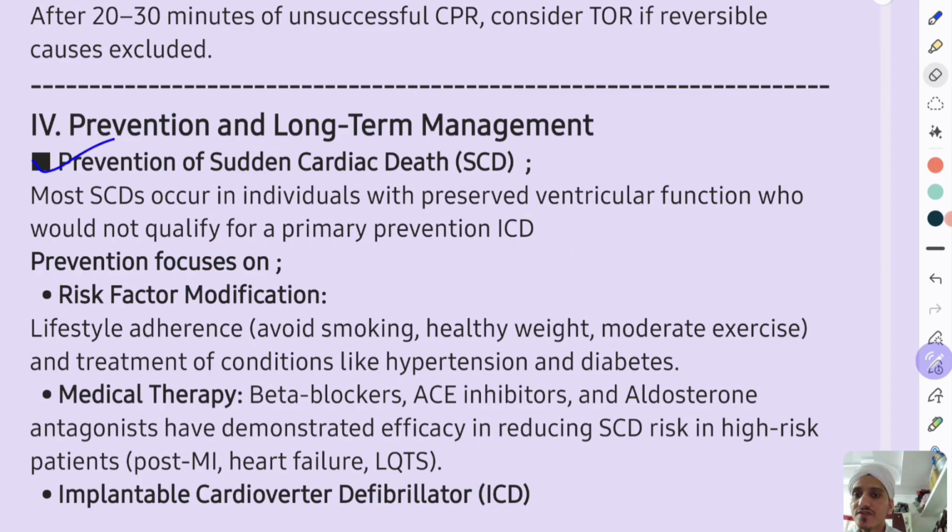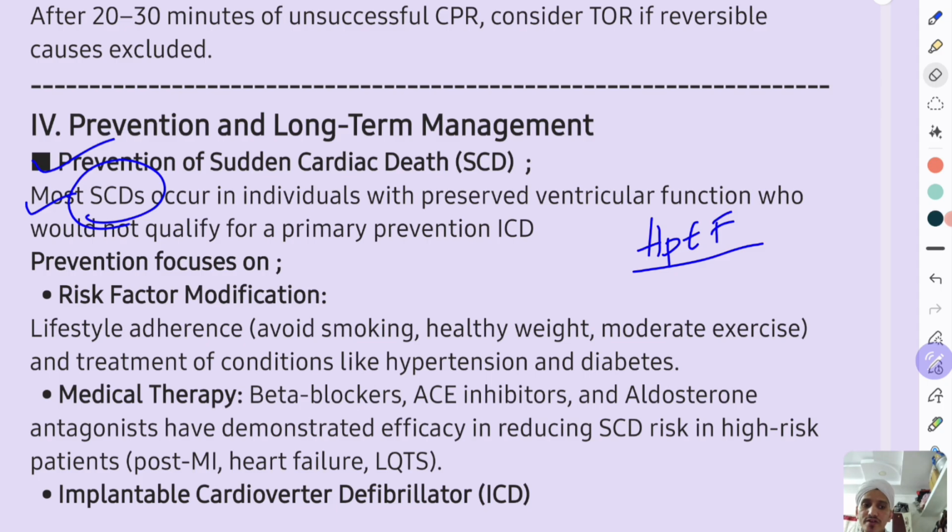So prevention of sudden cardiac death. Most sudden cardiac deaths occur in individuals with preserved ventricular function who would not qualify for a primary prevention ICD. Preserved is nothing but HFpEF, preserved ejection fraction. In those individuals, most SCDs occur. Okay.